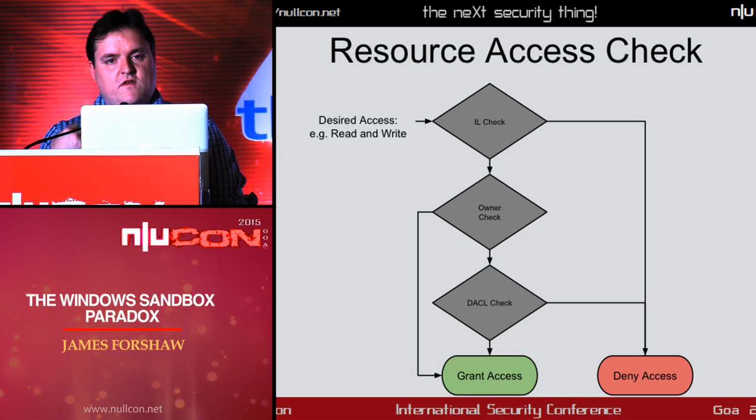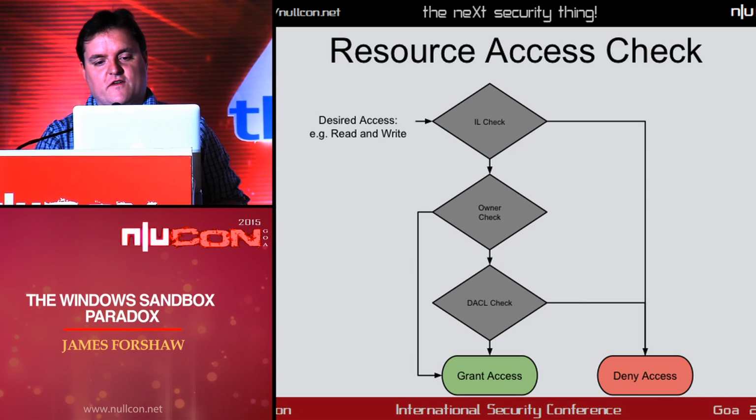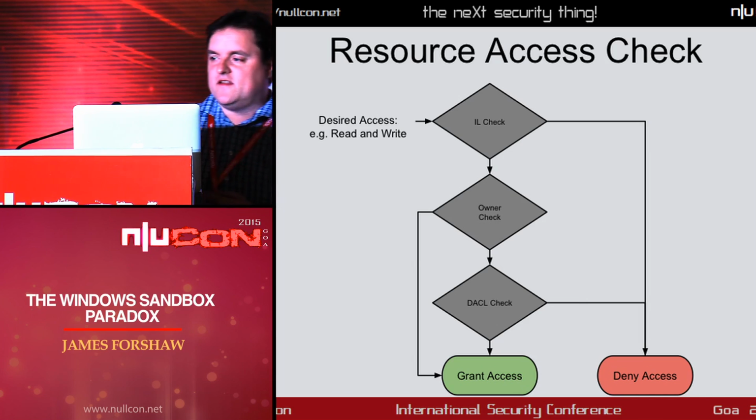So when we actually go to check for a resource access, the kernel is the ultimate guardian of security access to a resource. So it has to go through a specific access check process. And this is a very simple diagram. I don't know how well you can see it.